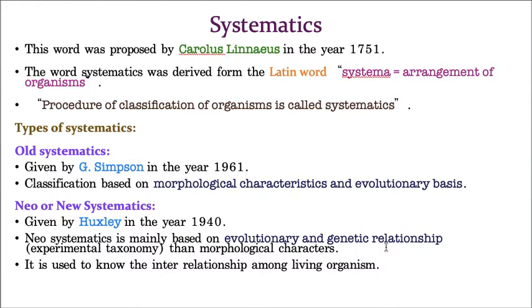So old systematics gave more priority to morphological characters and evolution, whereas in new systematics they gave more priority to evolutionary and genetic relationships, and a little less priority to morphological characters, that means external characters. Hope you understand the difference between old and new systematics, and who proposed these systematics. Hope you understand.